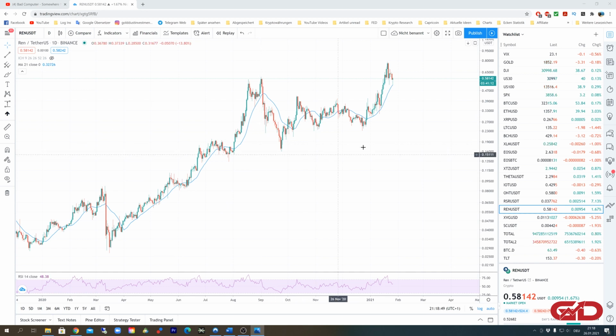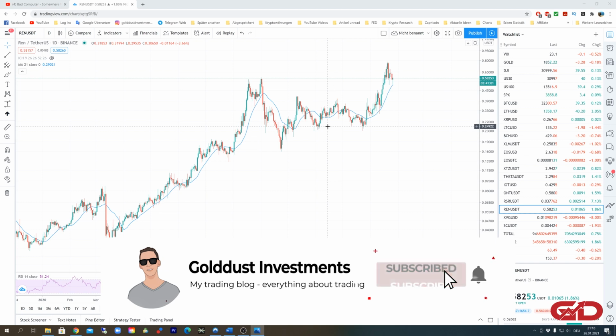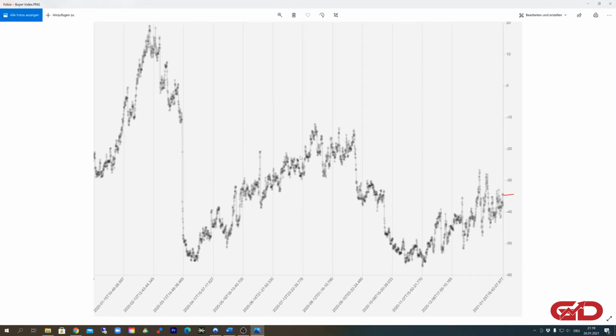But before we get started and go into the REN price chart, I have to tell you something, and that is that I'm generally very bullish on cryptos because of this right here. This is the buyer index. It is a self-developed indicator which shows us how many buyers are in the market right now. And of course, if there are too many buyers, like for example right here, then this is not a good sign and gives us an indication that a bigger correction is coming and that the trend is over because there are no more people to buy anymore.